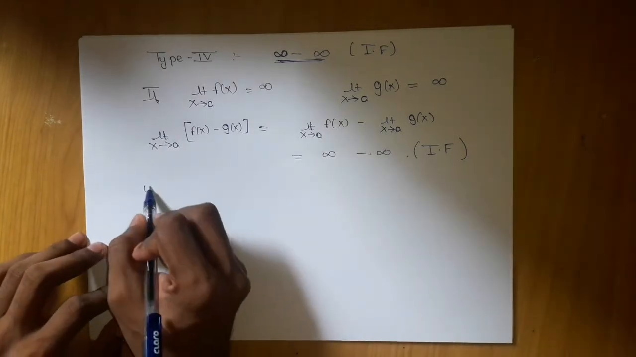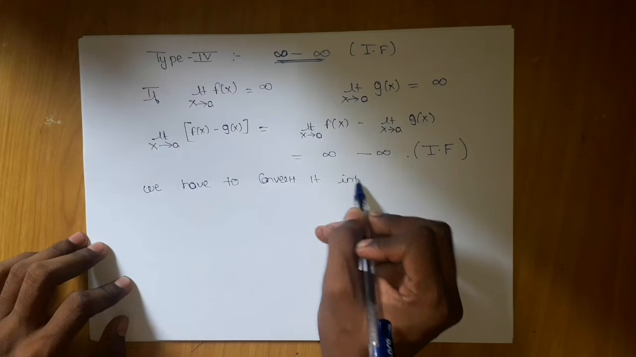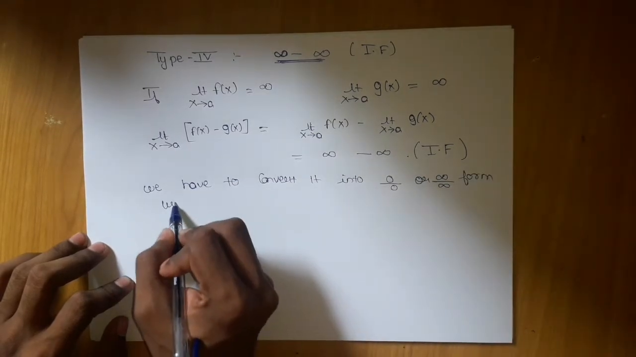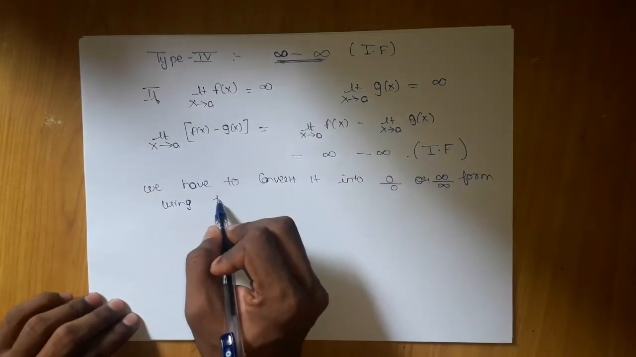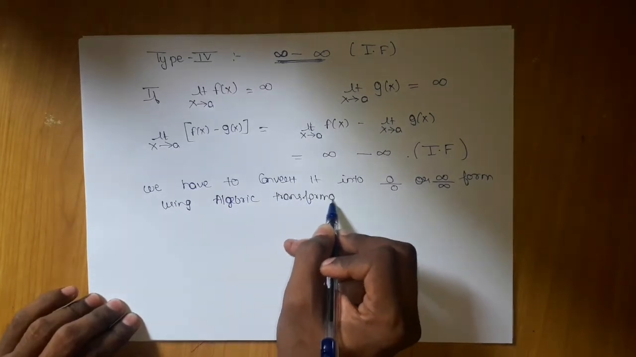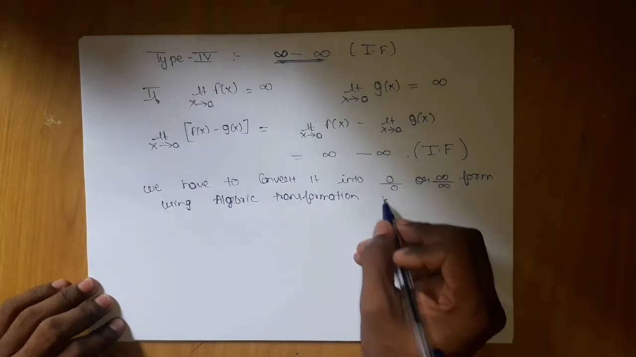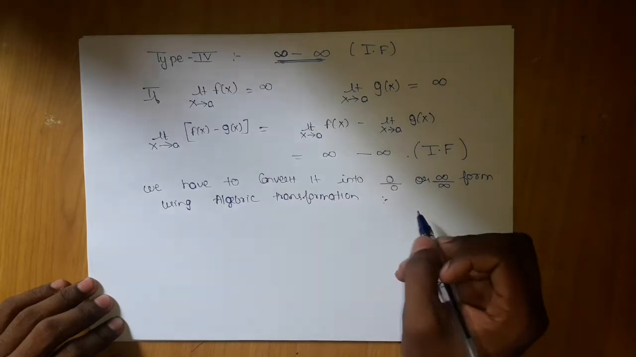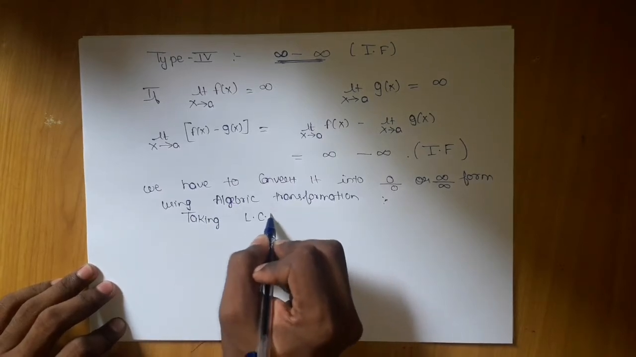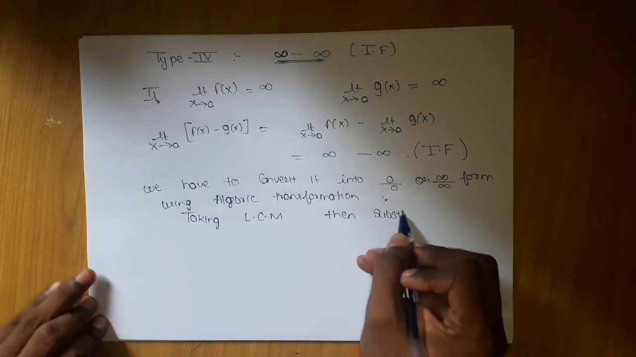How are we going to solve this? We have to convert it into 0 by 0 or infinity by infinity form always. But how? Using algebraic transformation. What do I mean by algebraic transformation? Whenever they give you something like that, in this type of problem we will always do one single step, which is taking LCM, which is very important. Then substituting and checking.